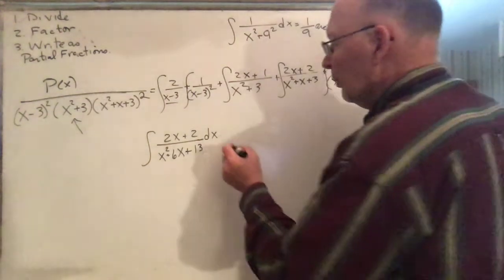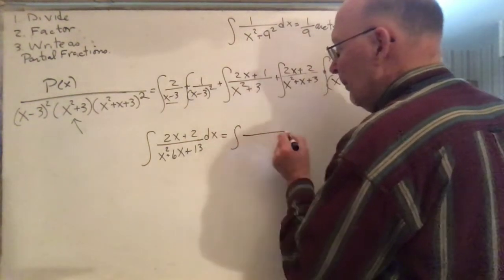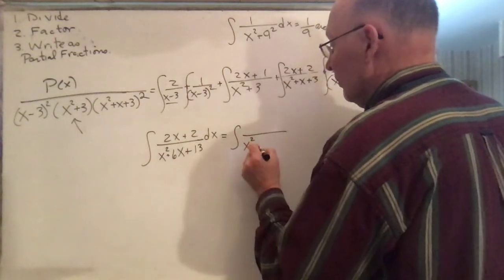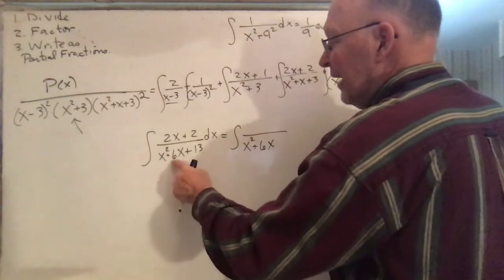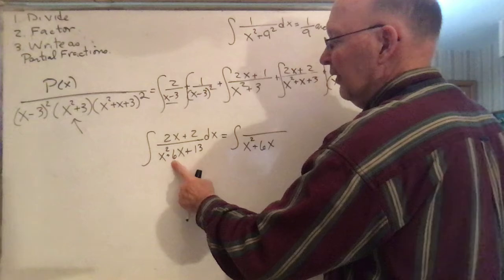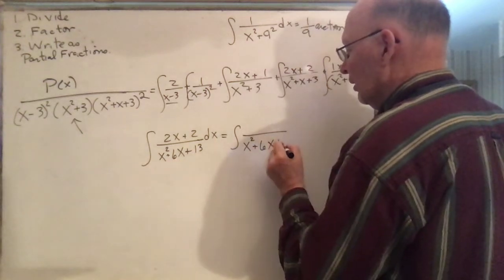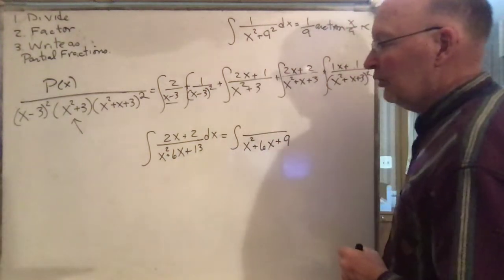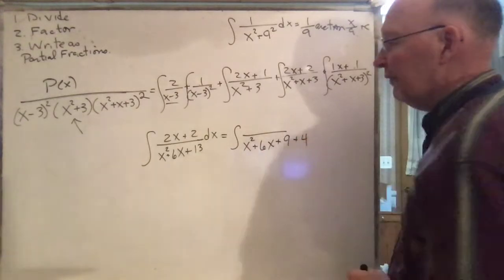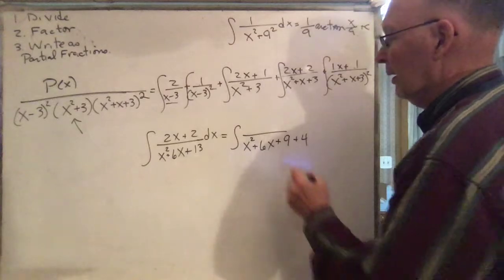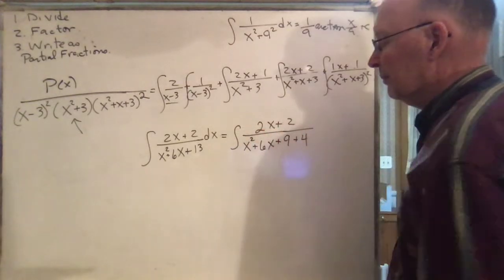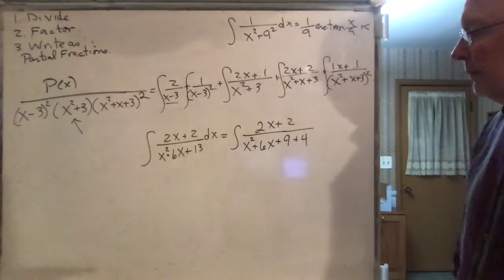So what you do is you complete the square. And by complete the square, if you remember this from pre-calculus, you take half of this number, half of 6 is 3, and then you square 3 to get 9. So you add 9 to it. I really need a 13 there, which means I need a 4 off there as well. Agreed? And now I have 2x plus 2 up on top. Agreed I can do that?